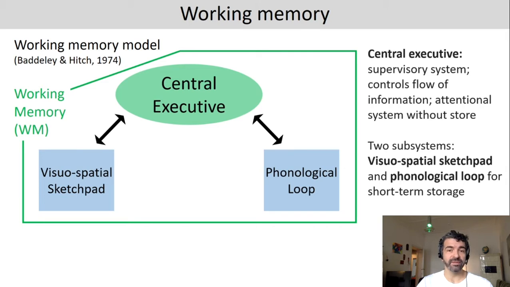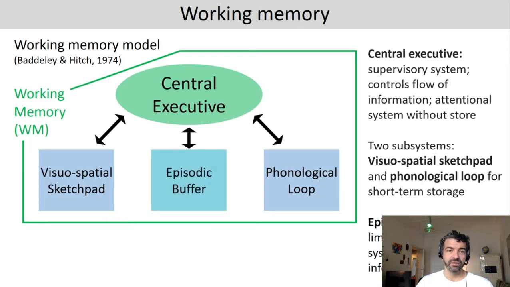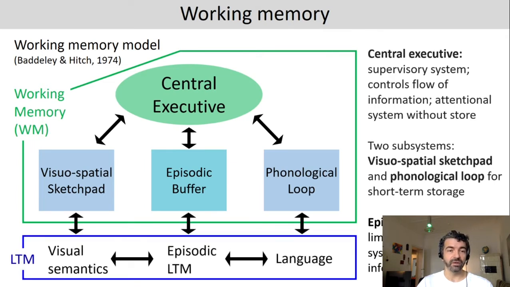It is connected to two subsystems that do have some storage, namely a visual storage, the visual spatial sketchpad, and an auditory storage, namely the phonological loop. And a third system here that is connected to the central executive is an episodic buffer. So this is more of a passive system that allows the integration of information, and this also has a limited capacity. Long-term memory with an unlimited capacity is outside of working memory but related.